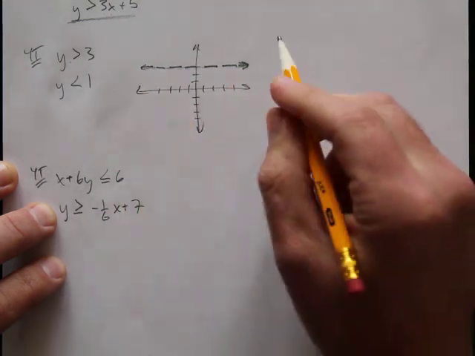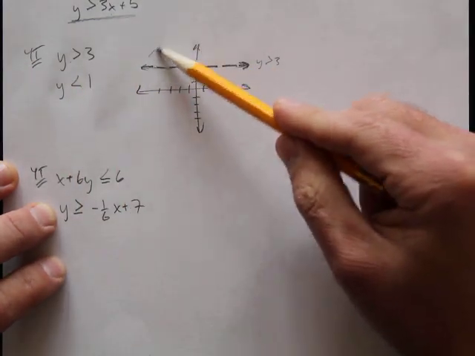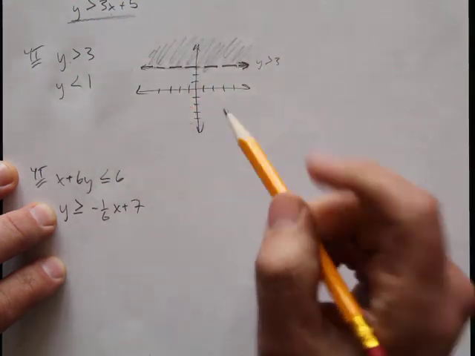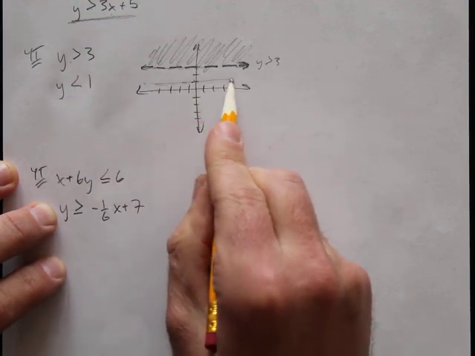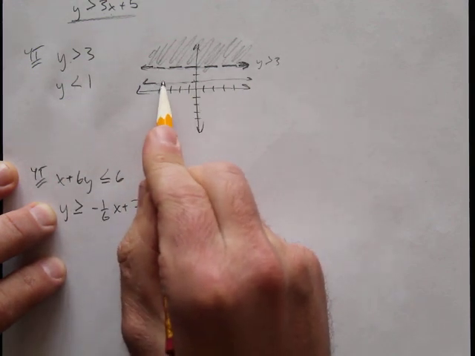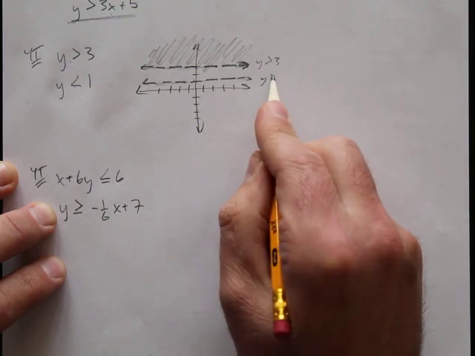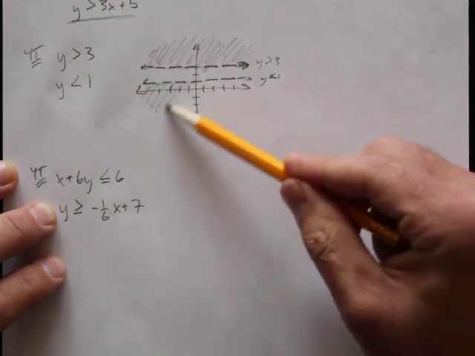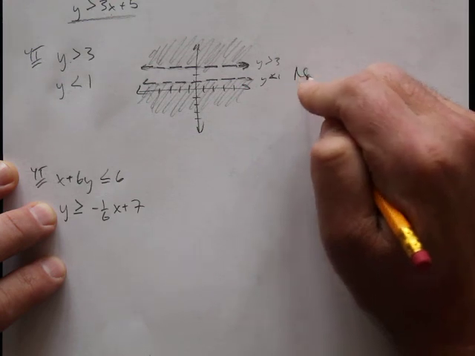Okay, that's y is greater than 3. So y is greater than 3, I'm going to shade above it. Y is less than 1, so here's 1, and it's less than, so that one's going to be dotted as well. Dotted, dotted, dotted. Y is less than 1. And then I'm going to shade underneath because y is less than. Look, no solution.